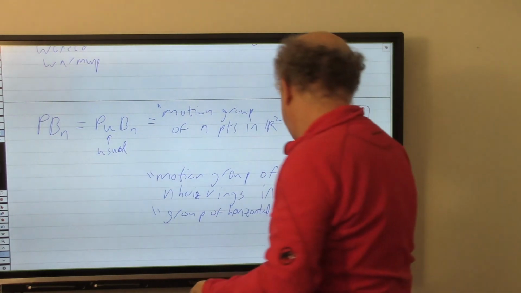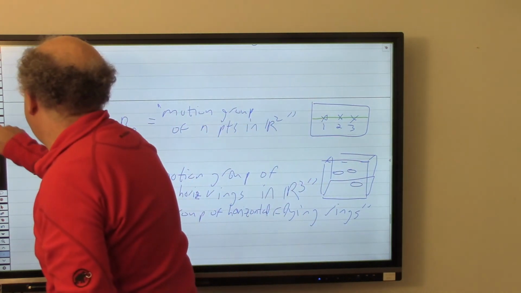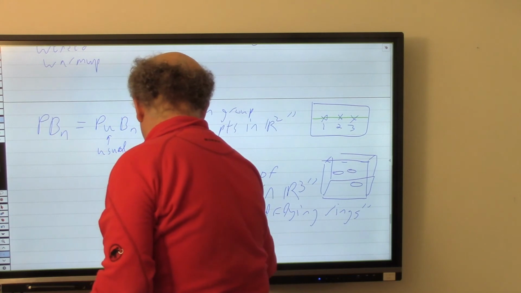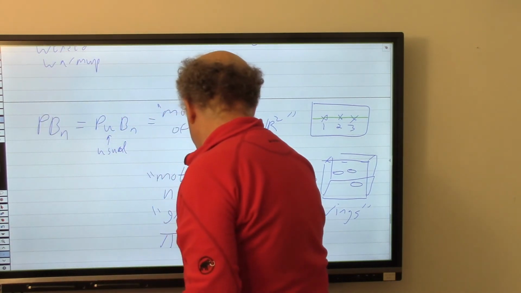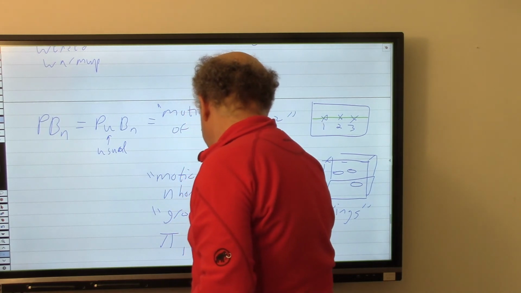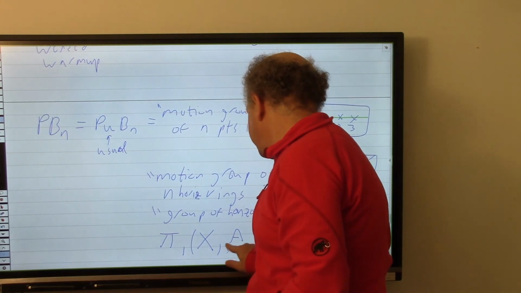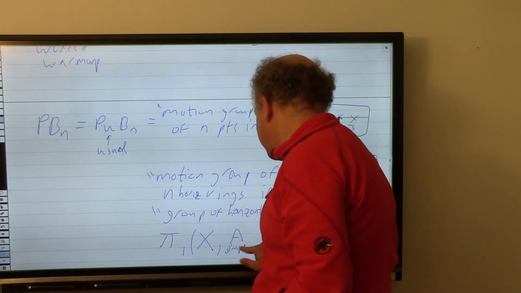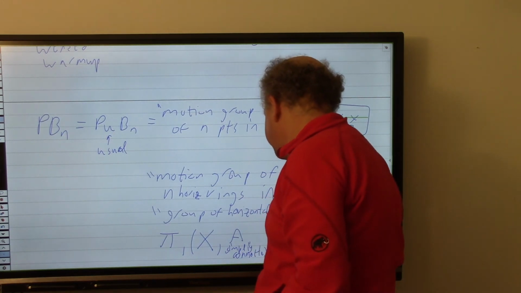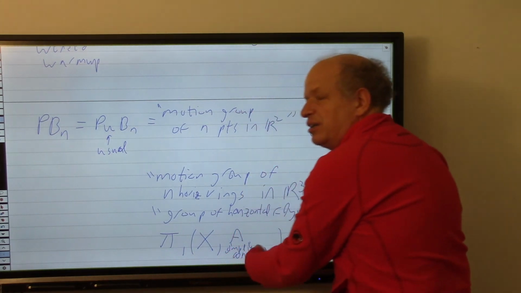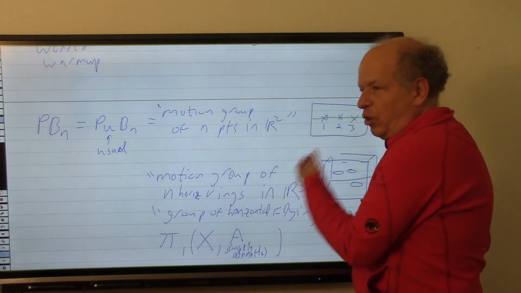Okay? So in general, you can talk about pi1 of a space relative to a subset, provided this subset is simply connected. Whenever you have a simply connected subset, you can make it a generalized base point.